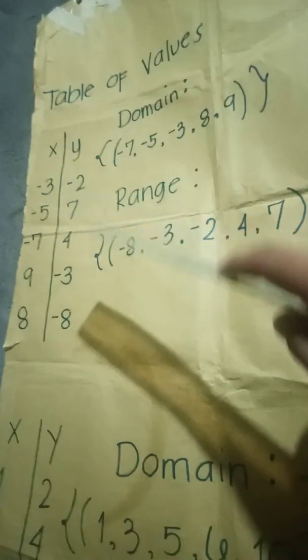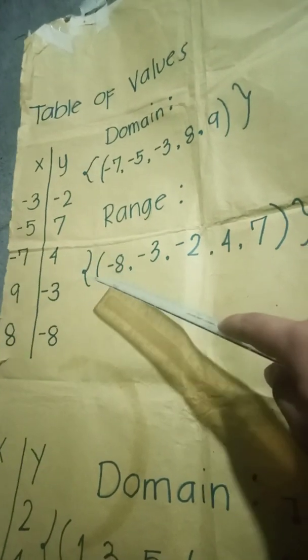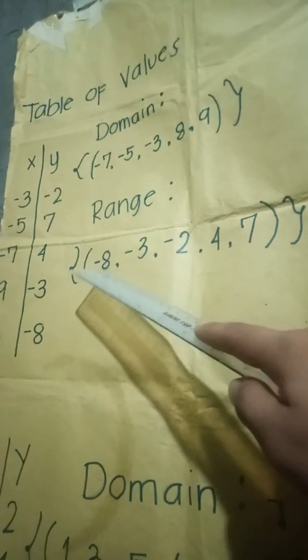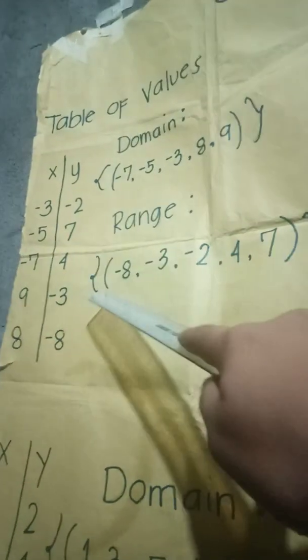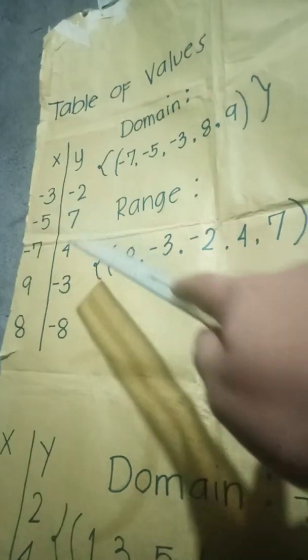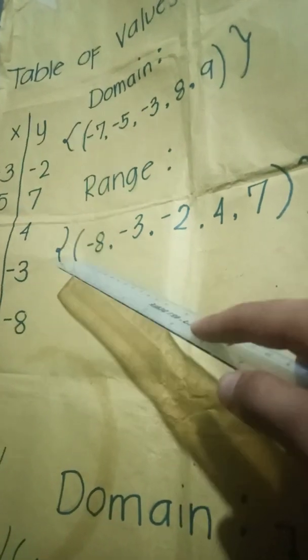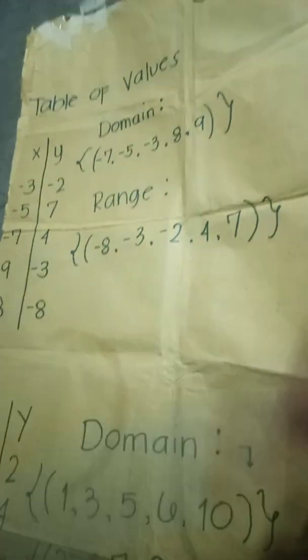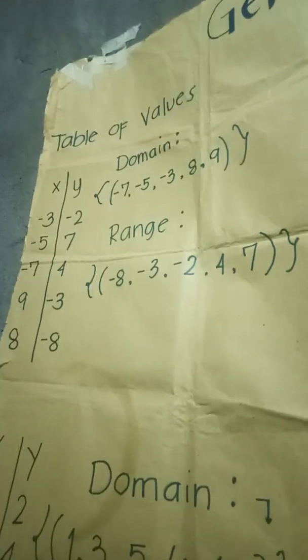So how about the range? Why is it -8 first when the given number is -2? Because which is the smallest among them? It's -8. So that's why it's -8, -3, -2, 4, and 7. So that's how you arrange the domain and range of a table of values.